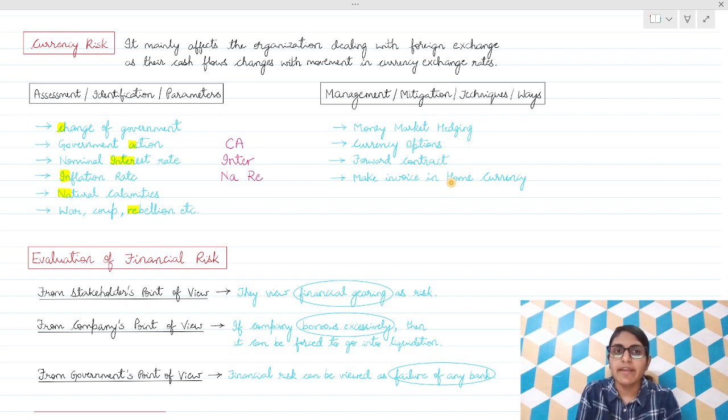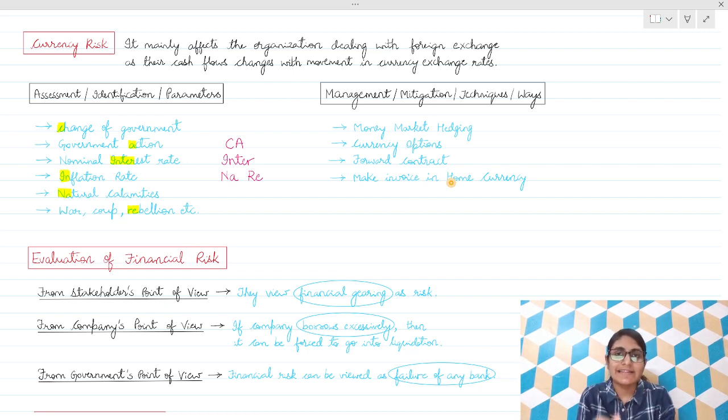Currency risk mainly affects the organization dealing with foreign exchange. Currency risk is foreign exchange risk, as the cash flow changes with movement in currency exchange rates. Okay. What are the assessment or identification parameters?